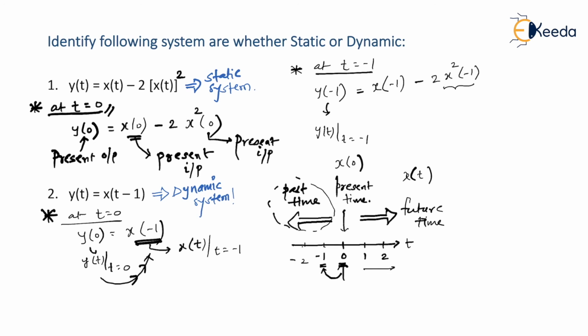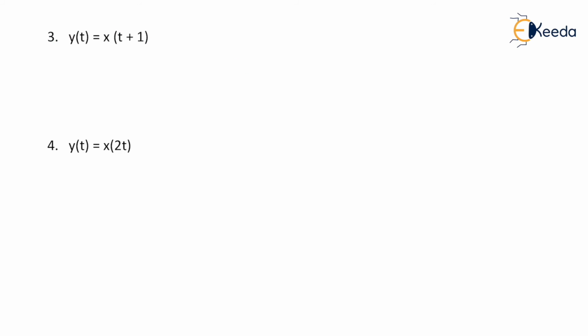Let us see more examples. So now you have y of t equal to x of t plus 1. So again you can start with t equal to 0. So t equal to 0 becomes a present state or present time. So what is meant by y of 0? Wherever there is t, you just go on replacing t equal to 0. So y of 0 equal to x of 1. So when I say t equal to 0 is a present time, then this is called as a present output.